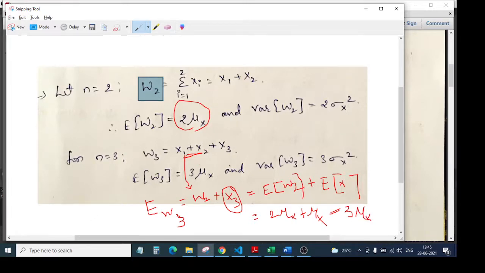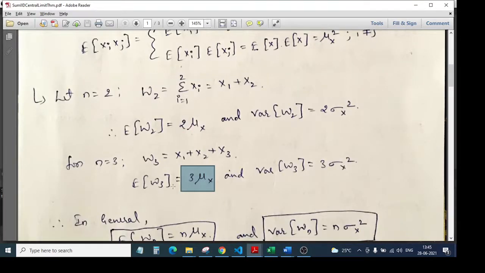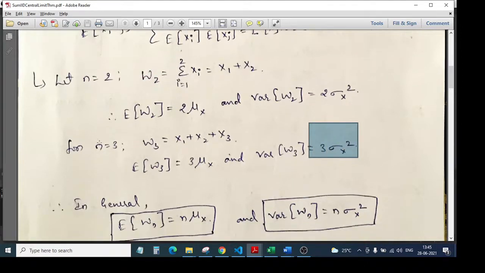So I hope this is clear. Thereby we will be getting 3 mu x. Simple, friends, just substitute this x1 and x2 with W2. The same way we will be getting your variance, 3 rho square x. So this was for n is equal to 3.